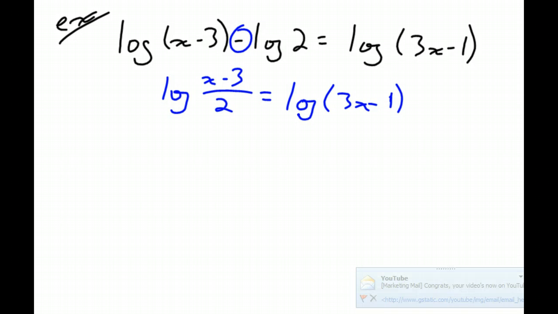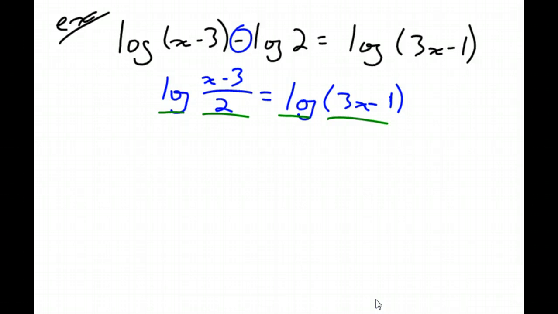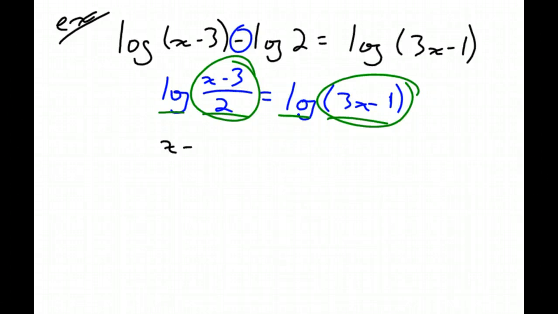Well, now that I have log of something equals log of something else, the logs go away. Then really the insides have to be equal to each other. So I would have x minus 2 over 2 equals 3x minus 1. And then it's just solving for x like you guys know how. I've gotten rid of all the logs, all the hard stuff's gone away.